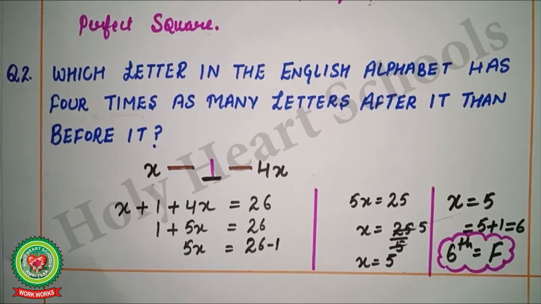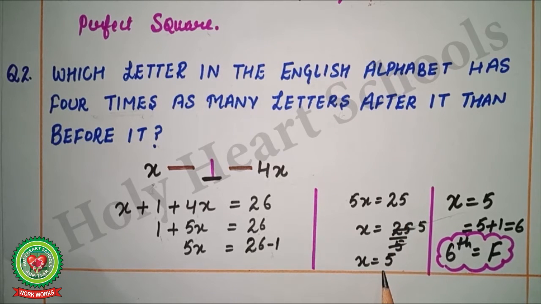Right? So now, when we add up all like this, x plus 1 plus 4x is equal to 26, because total alphabets we are having 26. So by adding x plus 4x, we will have 5x, and 1 will remain 1. So we will have 1 plus 5x is equal to 26. And this 1 will go to the right hand side and get subtracted. So here we will have 5x is equal to 25. After doing the division, we will have x is equal to 5, right?